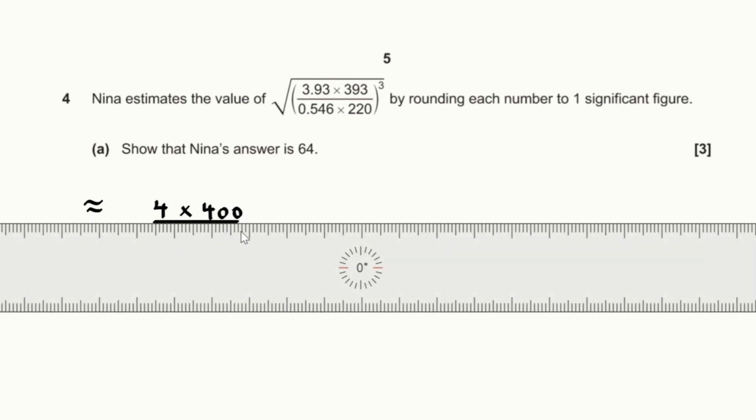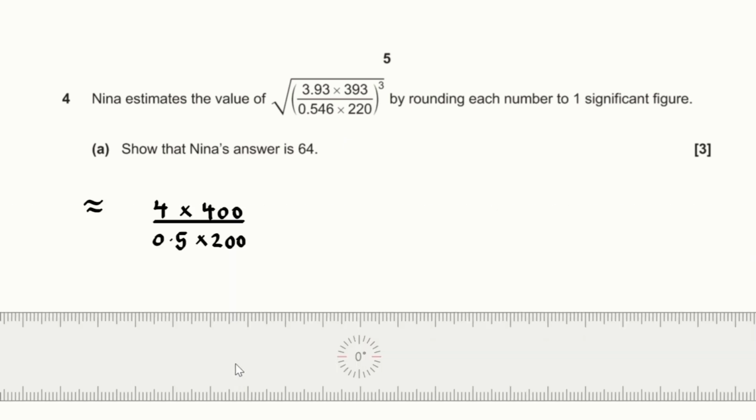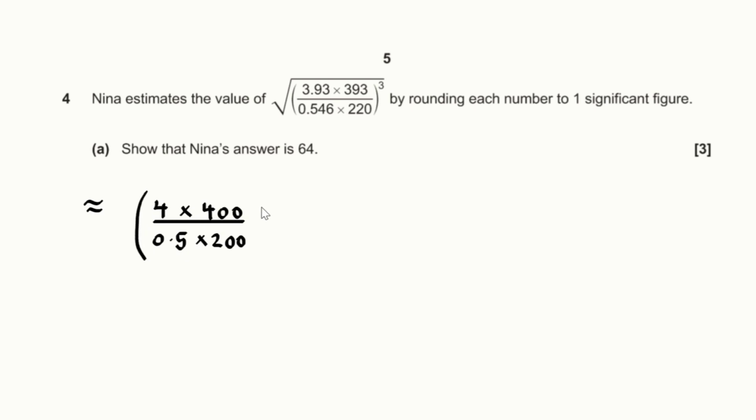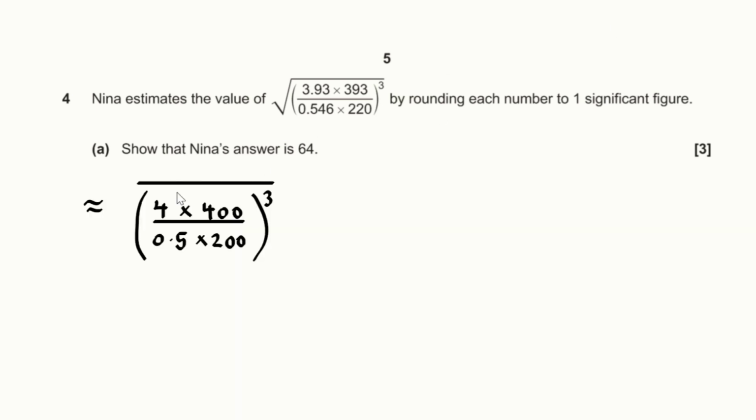To one significant figure, we've got 0.5, which is the 0.546 rounded to one significant figure, and then the 220 to one significant figure is 200. And then we need to cube this and then square root.